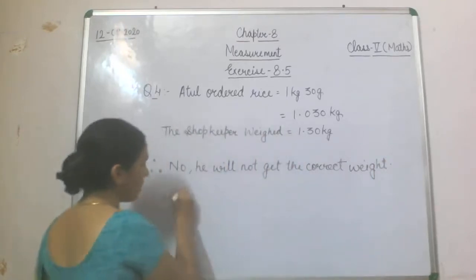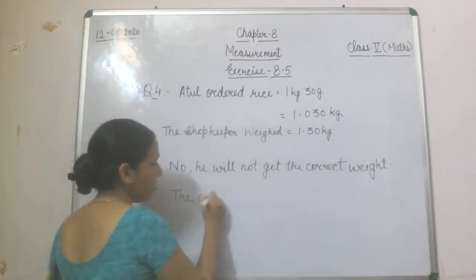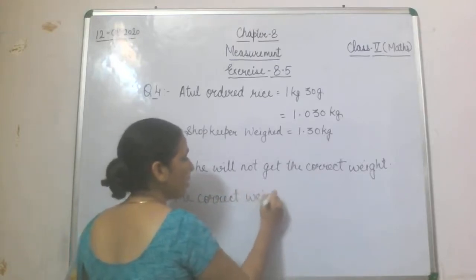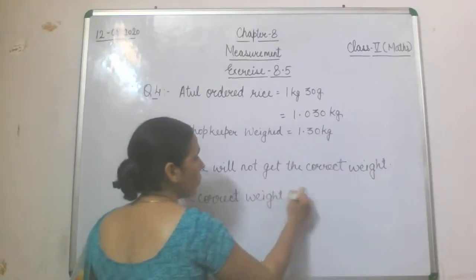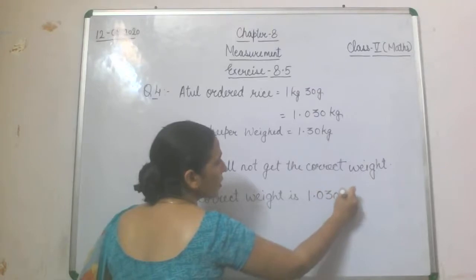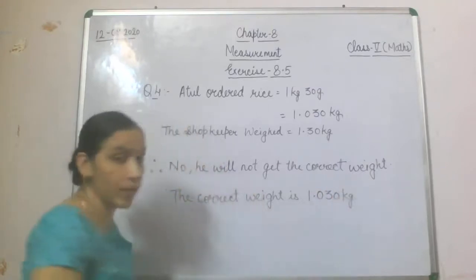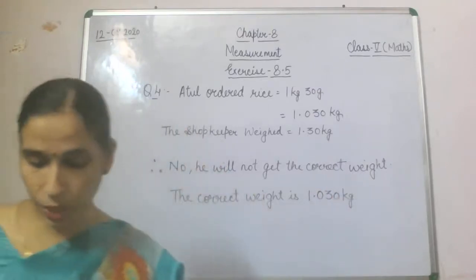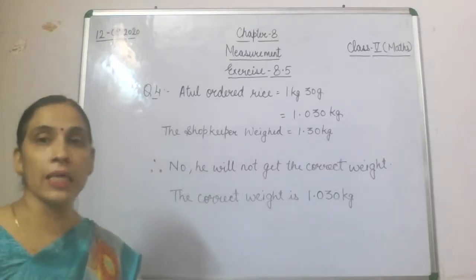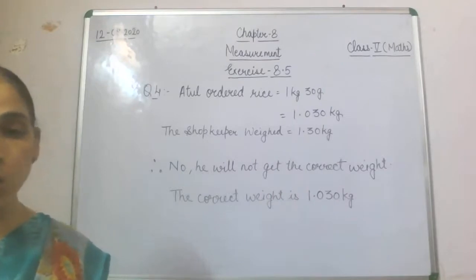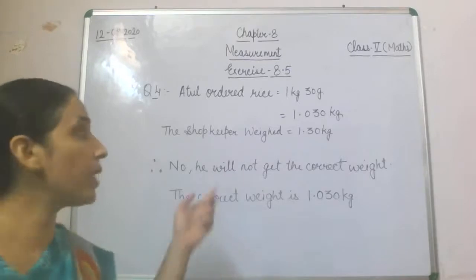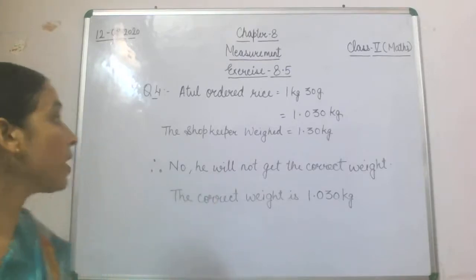The correct weight is 1.030 kg. The correct answer, or the correct weight, is 1.030. So what we have seen in this question is that Atul ordered 1 kg 30 gram of rice, but the shopkeeper weighed 1.30 kg.